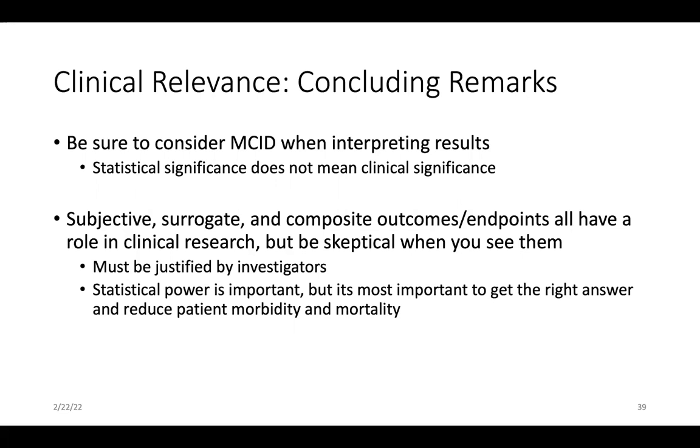And I think statistical power is really important, to be able to see a significant result if one exists, okay, but that doesn't necessarily justify using the wrong outcomes. In fact, it doesn't justify using the wrong outcomes. So it's really important to get the right answer to reduce patient morbidity and mortality. So that's it for this lecture. Sorry again for not having this complete earlier.